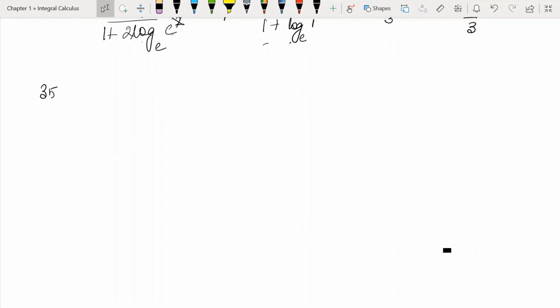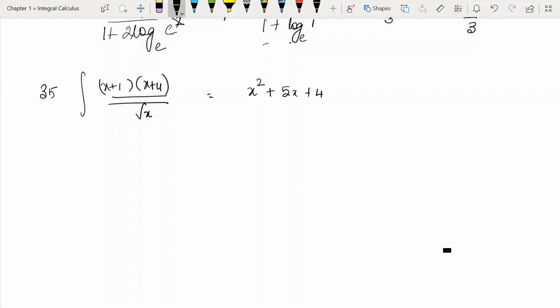Question number 35. Integral (x plus 1) into (x plus 4) by root x. What you can do is multiply these. x square plus 4, and because 1 into x, 4 into x, when you add both, you'll get 5x, and then when you multiply 1 into 4, you'll get 4. Now you divide each of the terms individually with root x. For example, 5x divided by root x is 5 root x, plus 4 divided by root x, plus the first term, 2 minus half is nothing but 3 by 2. So x power 3 by 2.